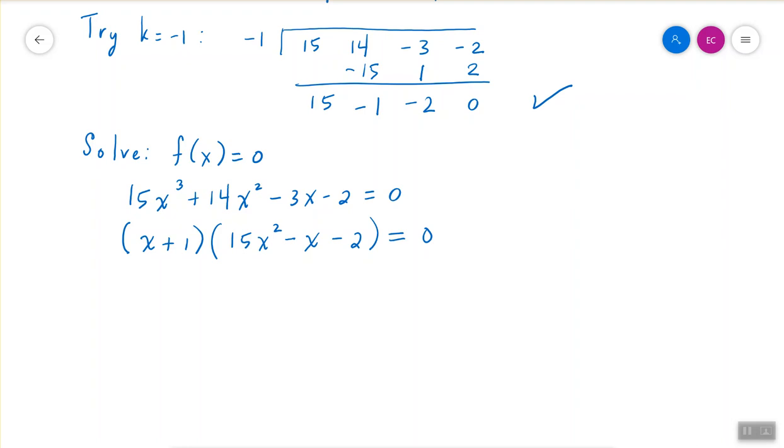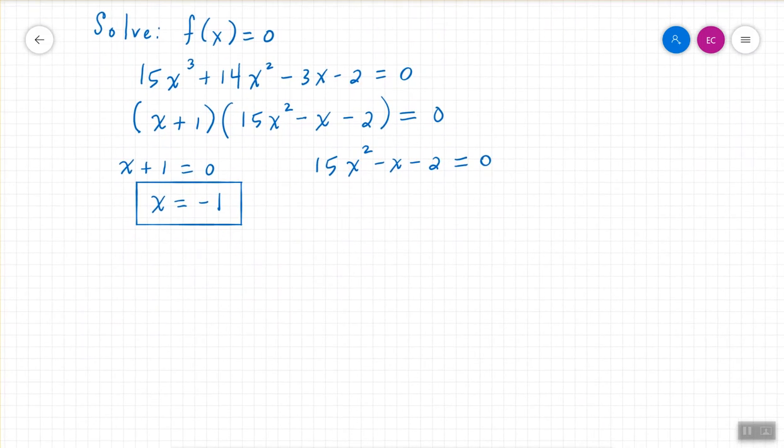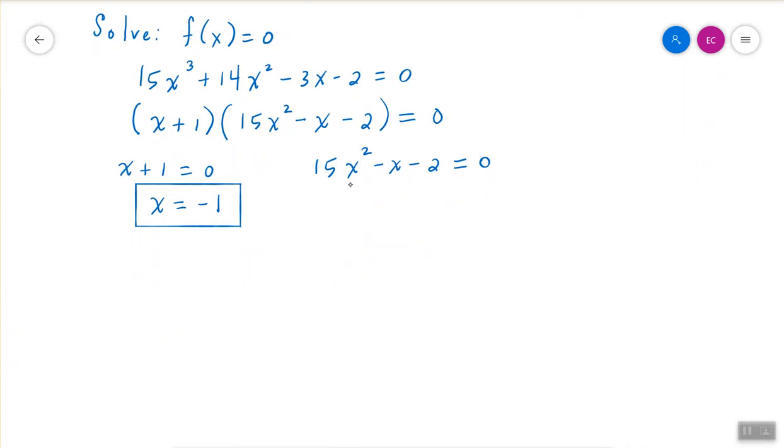minus 1x minus 2, and all that is equal to 0. And so now we have a linear factor, x plus 1 equal to 0, which gives us a zero at -1. We already knew that to be the case from our synthetic division up above. And then the other zeros are going to come from the quadratic factor, 15x squared minus x minus 2 equals 0. And so we can solve that by factoring, or we could use the quadratic formula if the factors don't come to us right away. I like to do the factoring in my head, usually.